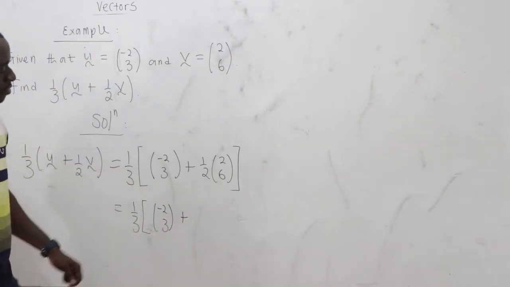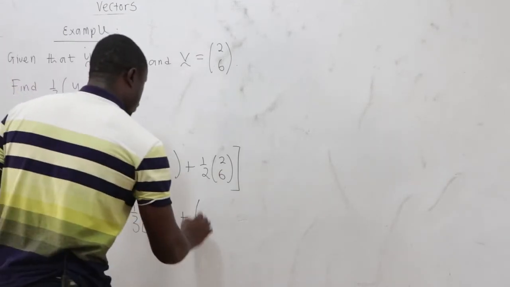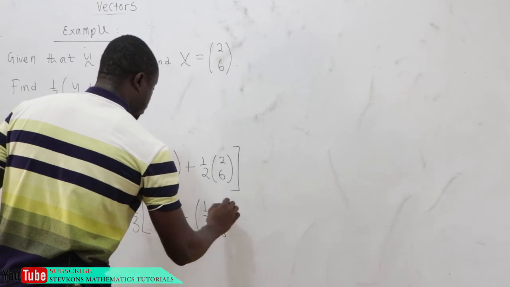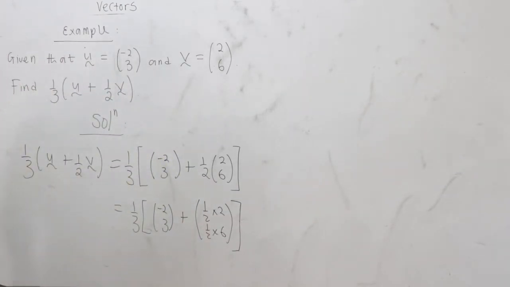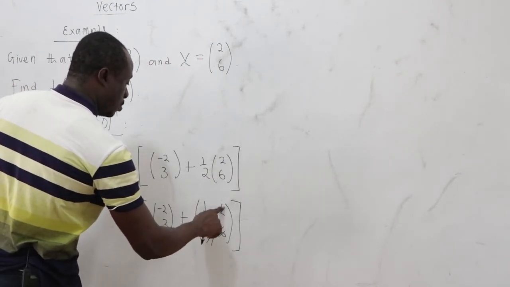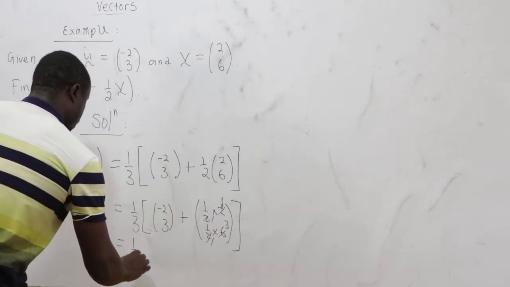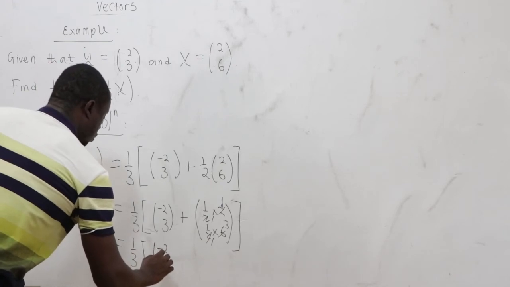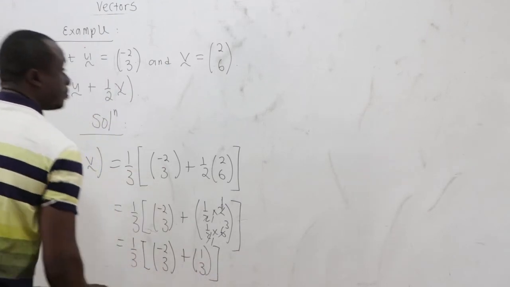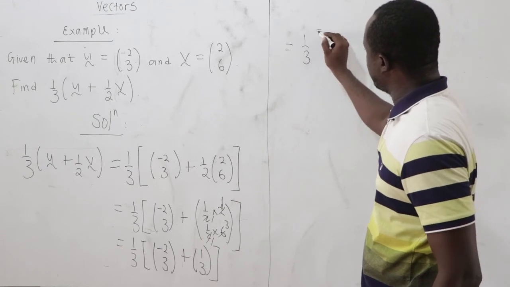Now applying the multiplication by a scalar over here. So half times 2, and then half times 6. Now half of 2 is 1, half of 6 is 3. So you have 1 over 3, and then we have (-2, 3) plus (1, 3). And from here, we have our 1 over 3 outside.